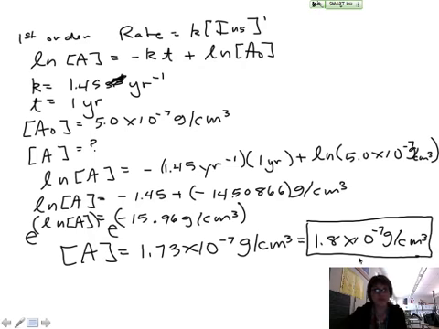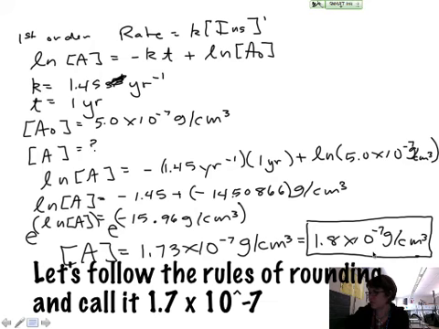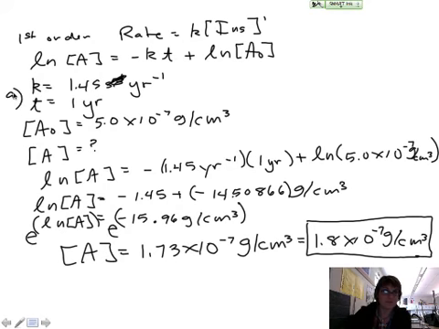So we use the equation of the straight line to solve problems about the reaction with first order kinetics. Now let's answer part B. This was the answer to part A. What's part B asking us to do? Let me go back and check.